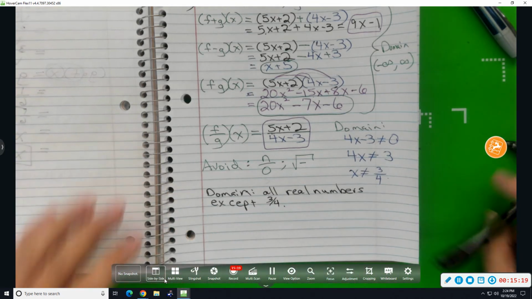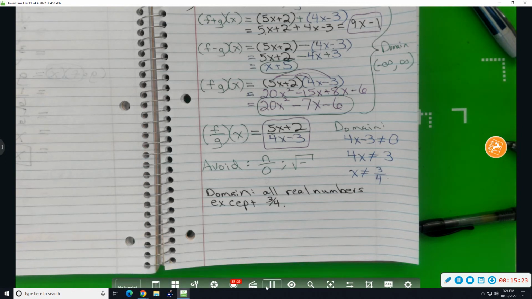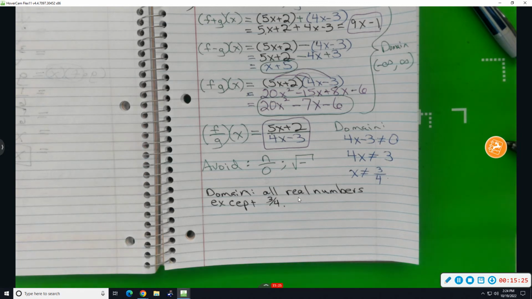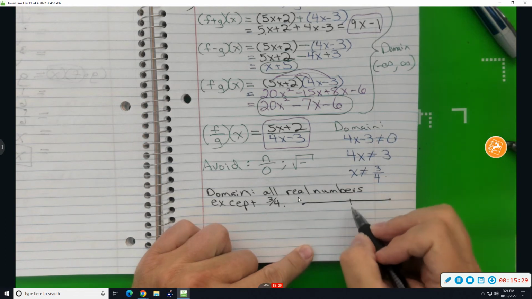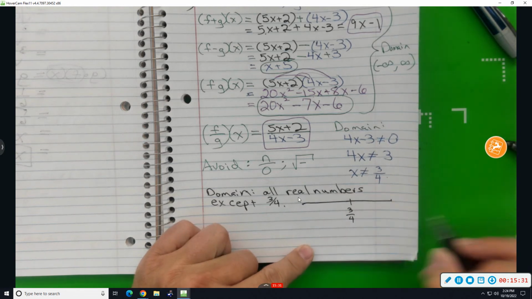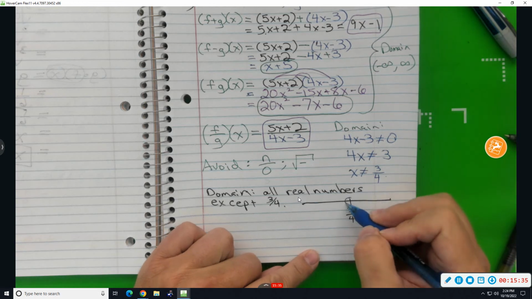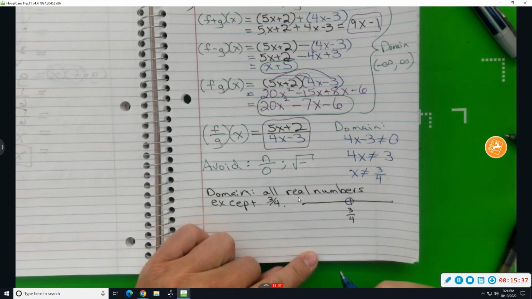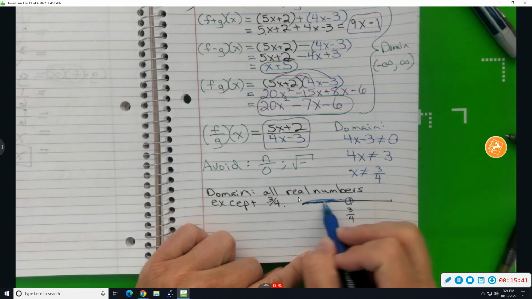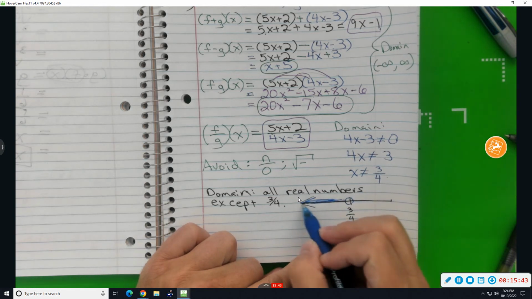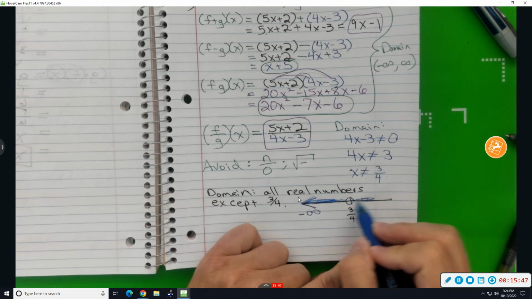How are we going to have to write that? Well, how are we going to have to enter that on MyMathLab? There's a number line. There's 3/4. We don't want to shade in that. We're discarding 3/4. But it could be any number to the left. Any number to the right.